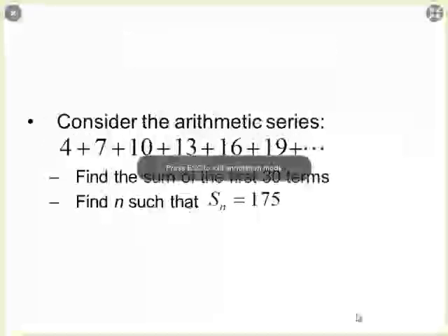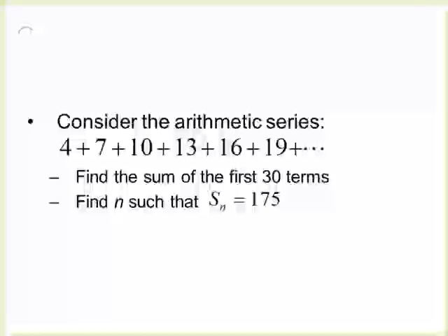So that's the pattern that we're going to be using here. So I'll rewrite it. Part A asks us to find the sum of the first 30 terms. So for part A, n is 30. The number of terms that we're doing is n, so we are looking for S sub 30. According to the formula, n is 30.